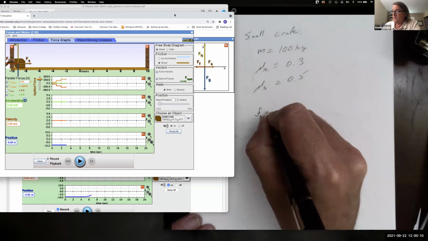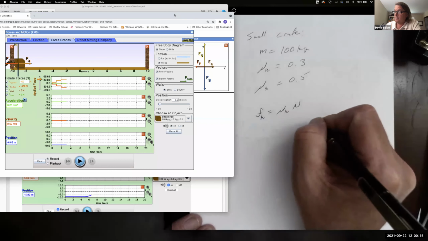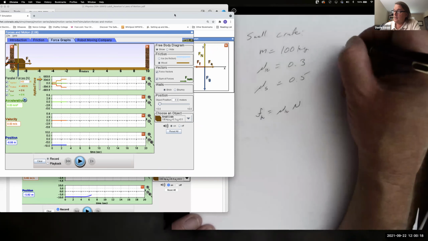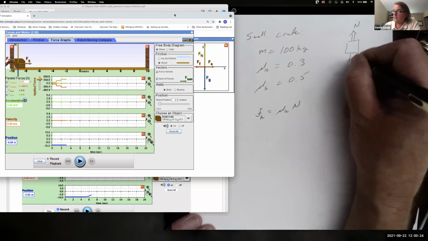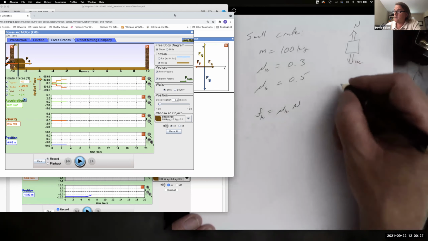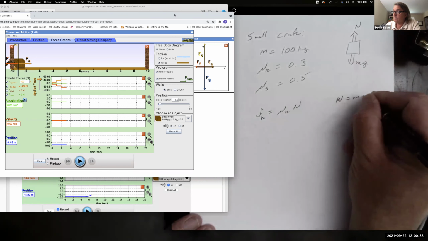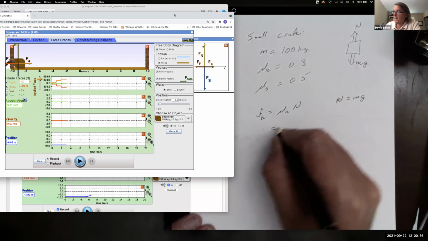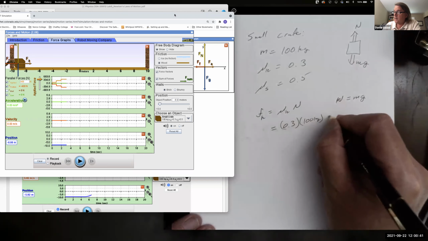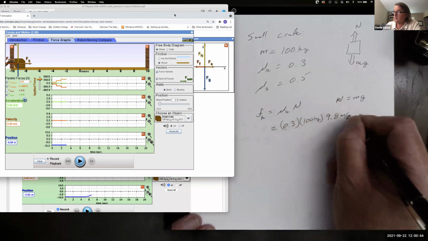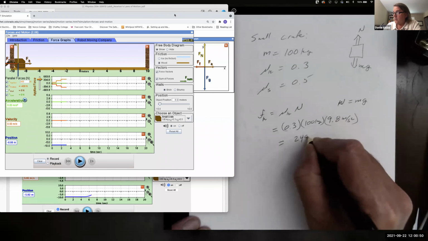My force of kinetic friction, when it applies, is equal to mu sub k n. In my free body diagram, we're not moving in y, we have n and mg. So n just equals mg, which in this case gives 0.3 times 100 kilograms times 9.8 meters per second squared. And that's equal to 294 newtons.